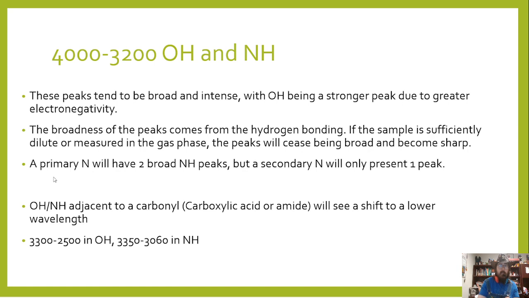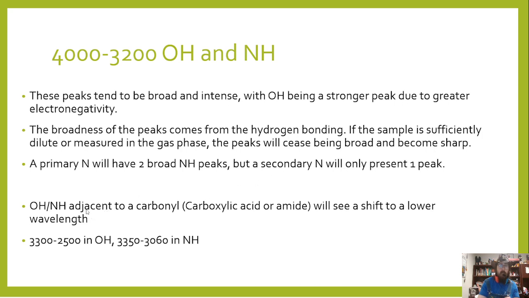The N could have a primary NH, which would be NH2, and should have two broad peaks. But a secondary NH will only present as one peak. So if you see two sharp-ish but broadish peaks, you might have a primary N as opposed to a secondary N.